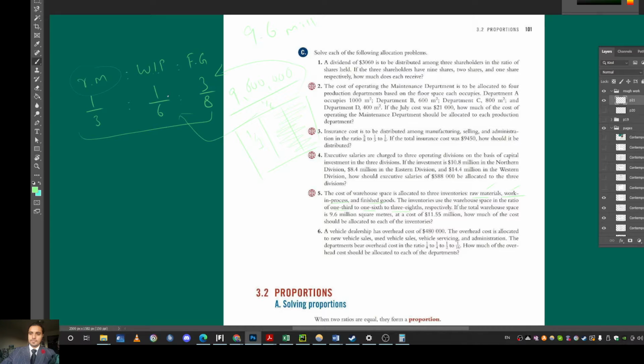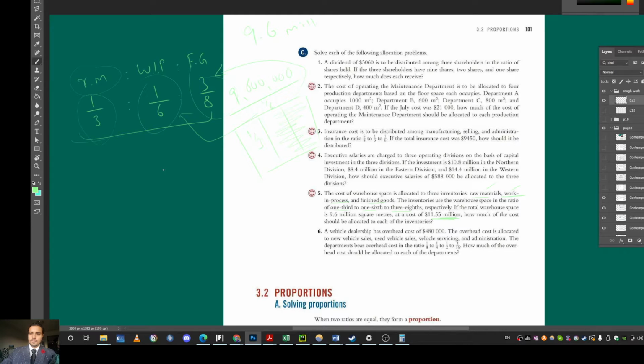So now, how should we allocate the cost to each of these inventories? They want to allocate it based on how much space they're taking. So based on how much space they're taking, they want to split up this 11.5 million onto these. All we have to figure out is the total parts, so we can add them all together, right?